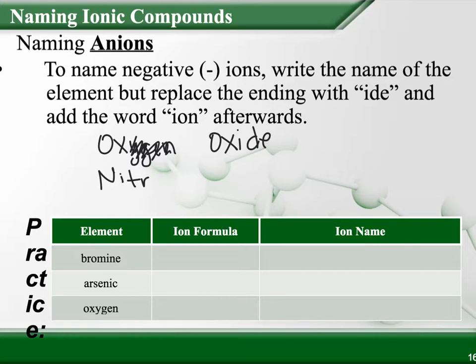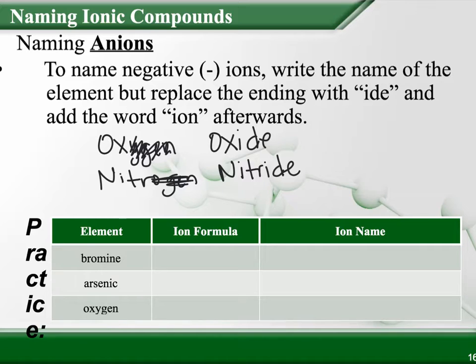Nitrogen, for example, drop all of this and it becomes nitride. So that's what we're talking about. We're going to keep the root and add IDE, and of course, to finish up the anion, we've got to add the word ion. So this is going to occur in groups 5A, 6A, and 7A because those are the elements forming anions.